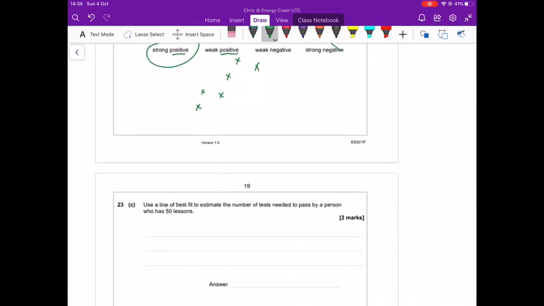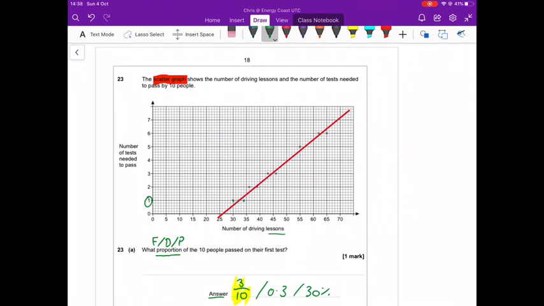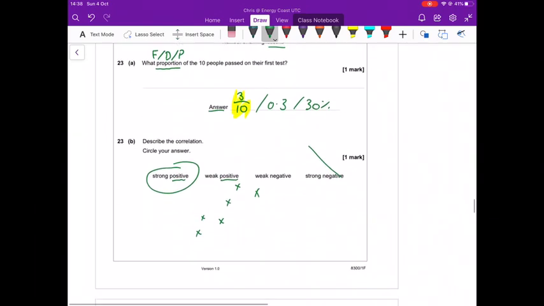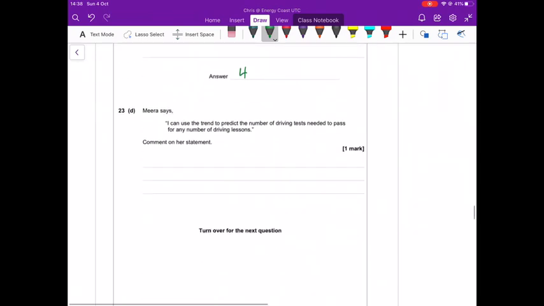Use a line of best fit to estimate the number of tests needed for a person who has 50 lessons, okay? So for this, you would use a ruler and I'd find lessons 50. And I'm going to do a slightly broken line without a ruler because it's not working for me for some reason. And then I go up from 50, so I hit my line of best fit, and then I go across, and it's going to hit more or less bang on at 4. Okay, so my answer is going to be 4. If yours hits at 4.2, call it 4.2. Just use your line of best fit.